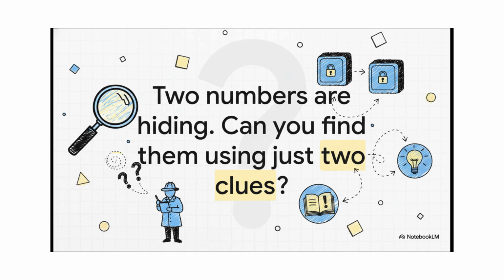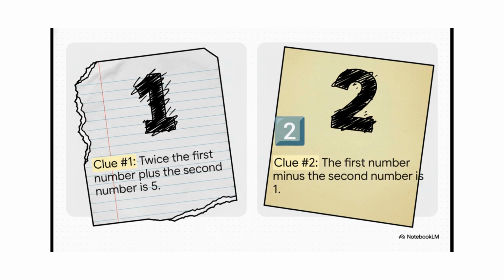And your job, as the detective, is to figure out the one and only one pair of numbers that makes both of my clues true. You ready for this? Here are your clues. Clue number 1: if you take the first secret number, double it, and then add the second secret number, you get 5. Got that? And clue number 2: the first number minus the second number is just 1. Now, somewhere out there's a single pair of numbers that fits both of these rules perfectly.